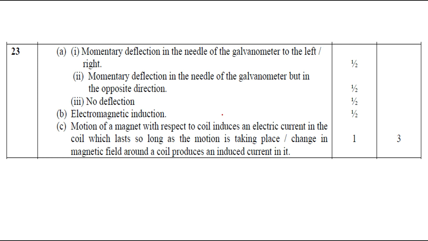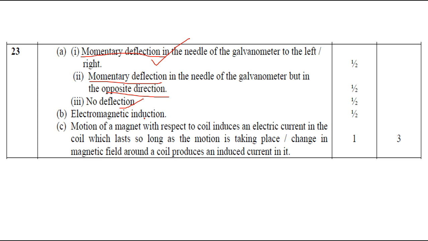So see what the board has given as the answer. The board has told that there is momentary deflection in the needle of the galvanometer to the left or right, meaning in any direction. And in the second part, see what we have to observe, these words are very important: momentary deflection, and in the second part the opposite direction. Means in the first part you have to write that momentary deflection will be shown, in the second part momentary deflection in the opposite direction, and in the third part no deflection. If you write this no deflection also, you will get half marks.